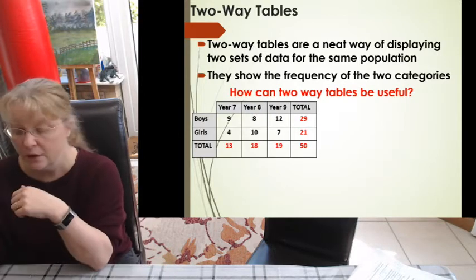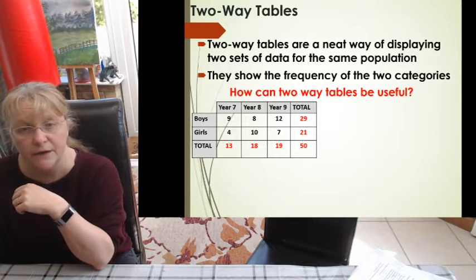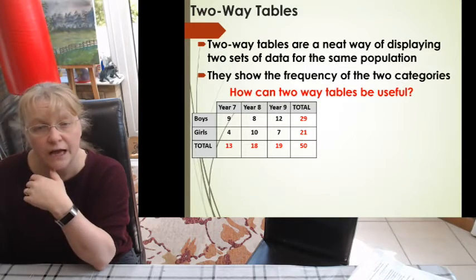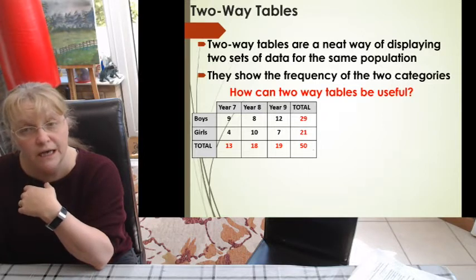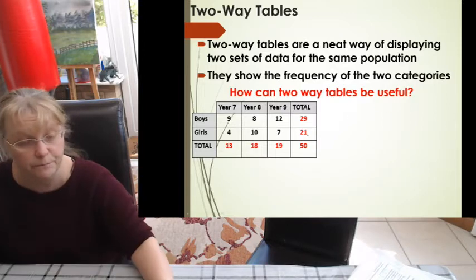For example, we were looking at boys and girls and seeing them in different years, so year 7, year 8, year 9, and talking about how many boys we have and how many girls we have. There's always a total at the bottom and a total at the right hand side, and when you add them up, they should always equal exactly the same.